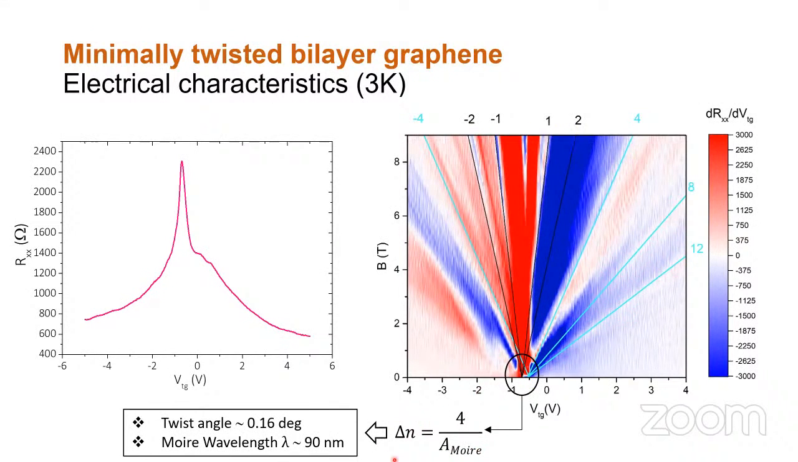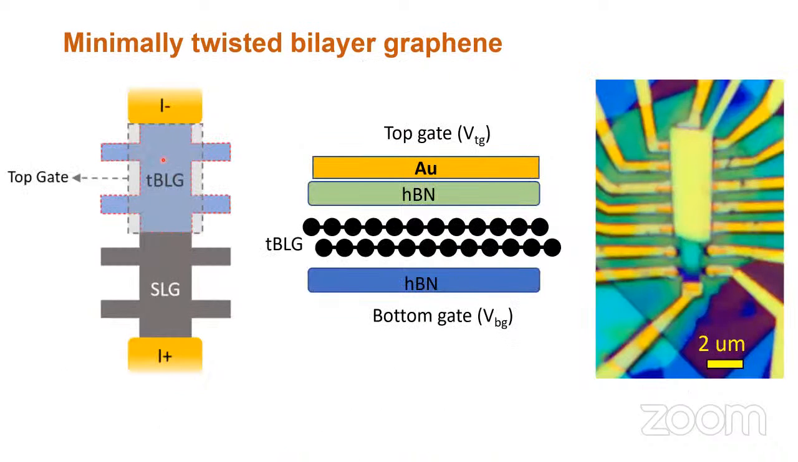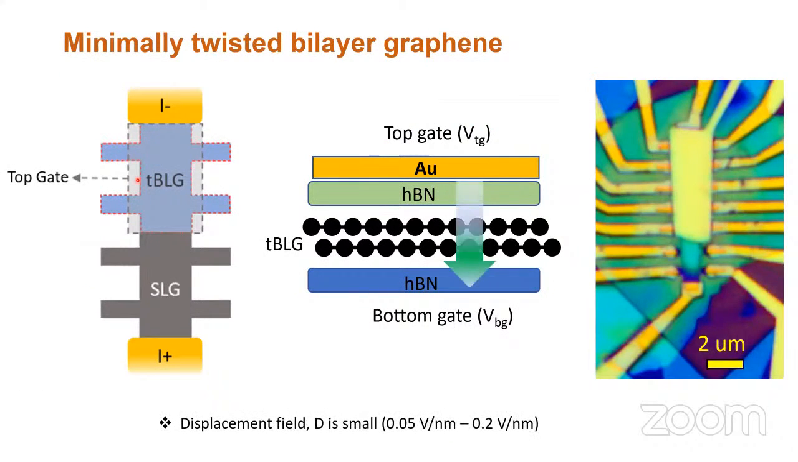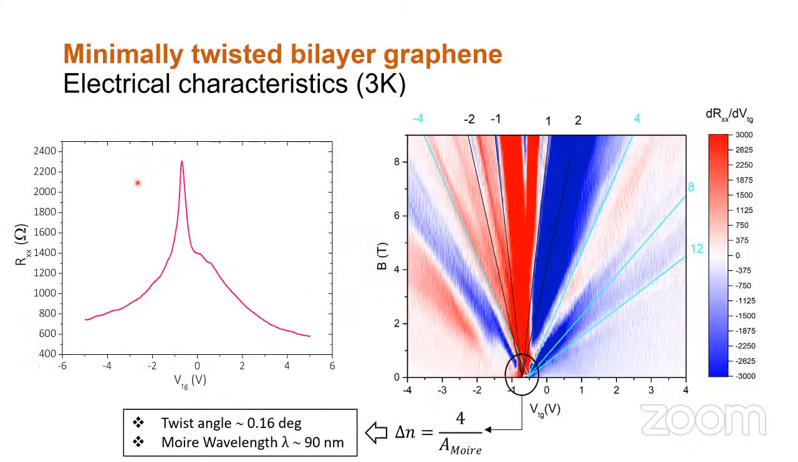And from the size of the moire lattice, you can get the twist angle, and we get a twist angle of roughly about 0.16 degrees or something of that sort, which leads to a moire lattice of about 90 nanometer or so. So one can immediately calculate that. What's interesting is that standard electrical measurements, which are done at nearly zero displacement field, are essentially featureless.